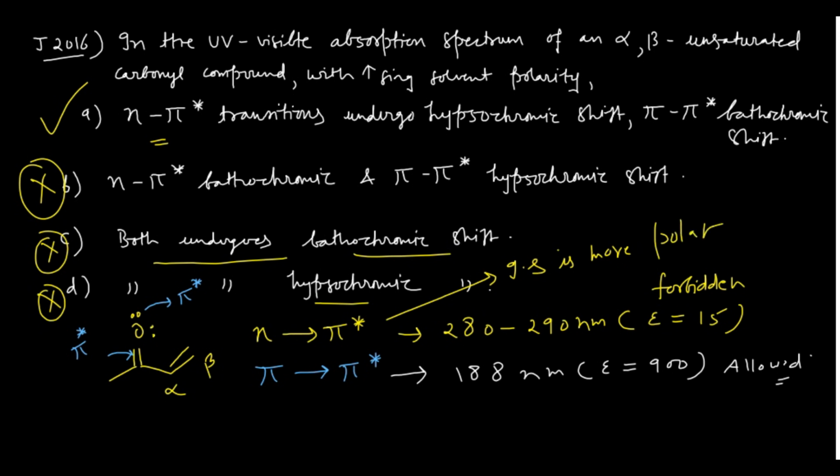So if you increase the solvent polarity, what can happen? The ground state energy will decrease more than the excited state. So this will obviously undergo a hypsochromic shift. But I have explained this very clearly.